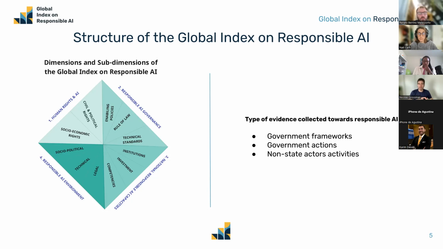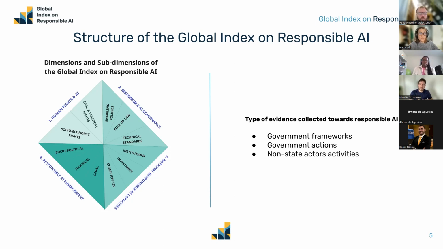The first dimension will track human rights and AI. The second dimension will track responsible AI governance, and the third one, national responsible AI governance. These dimensions are going to be measured through 3 types of indicators that will collect 3 types of evidence. Government frameworks, this means what frameworks are in place in a country to address pressing issues regarding responsible AI. What are governments doing towards responsible AI? Because there might be some framework in place, but it is not implemented, or governments are not doing enough to make it real.